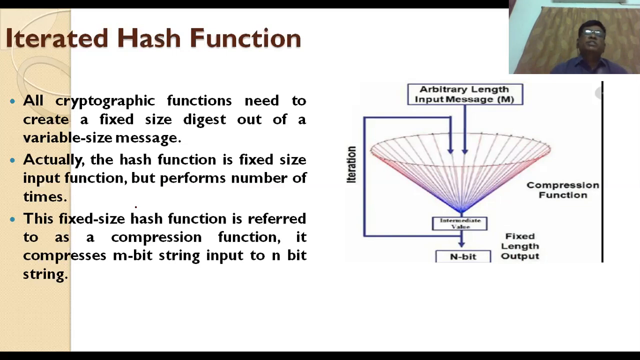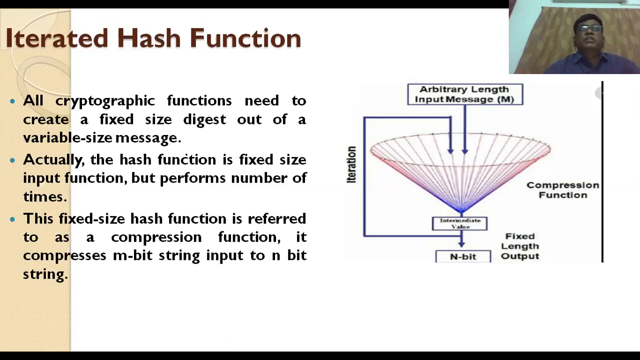Generally, every hash function is designed to accept a fixed size message as input. But by performing the same hash function a number of times, that hash function can accept a variable length message but produce only a fixed length output. So the fixed size hash function is generally referred to as a compression function.